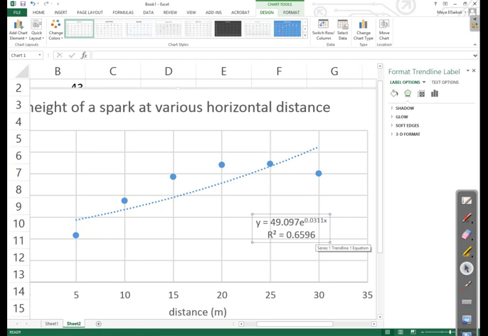Remember with exponential, this is your initial. So your initial is going to be 49.097, and then times 1.031, and then to the power of x. Eyes on the board for a second, please. Whenever you do that exponential tomorrow, not today, today this is wrong, this is totally wrong.